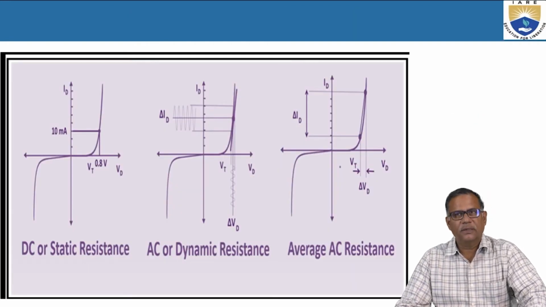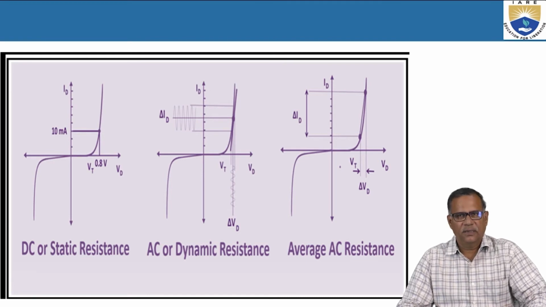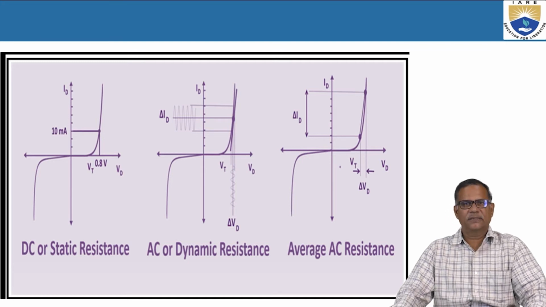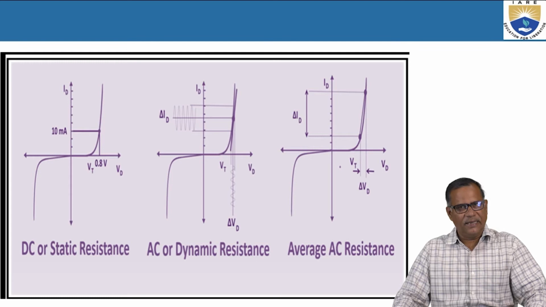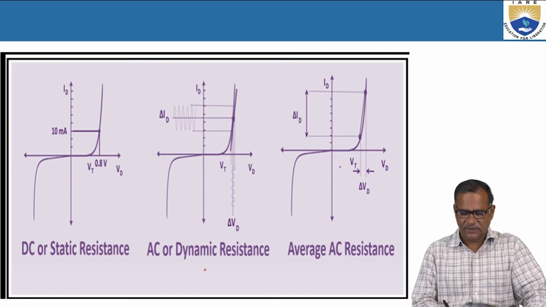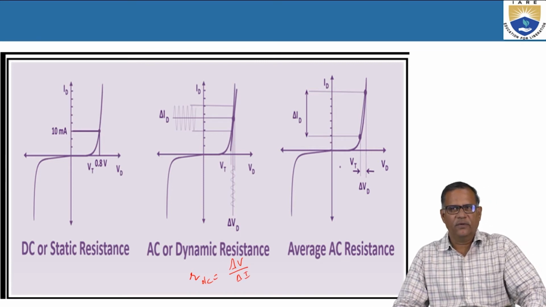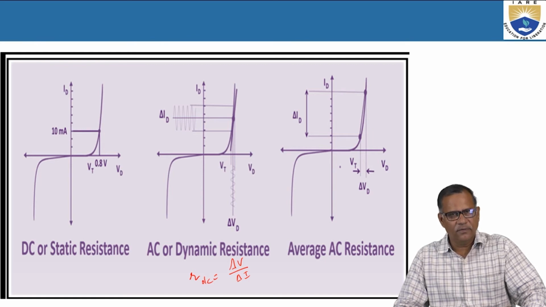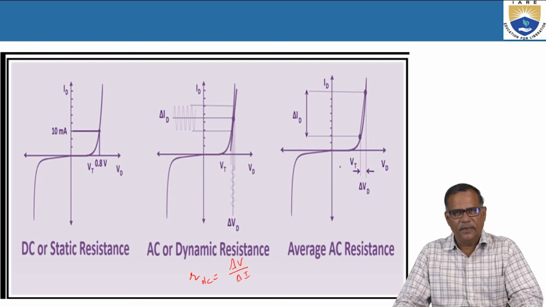So we have discussed the DC or static resistance, which has a fixed value of resistance because the applied voltage is constant and the resulting current also is constant. That gives rise to DC or static resistance. And the AC or dynamic resistance, as we discussed, is equal to delta V by delta I. We assume that the swings applied to the diode are very small, resulting in relatively large swings in current, and that gives rise to AC or dynamic resistance.